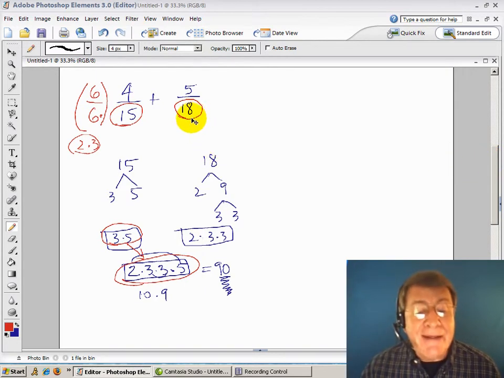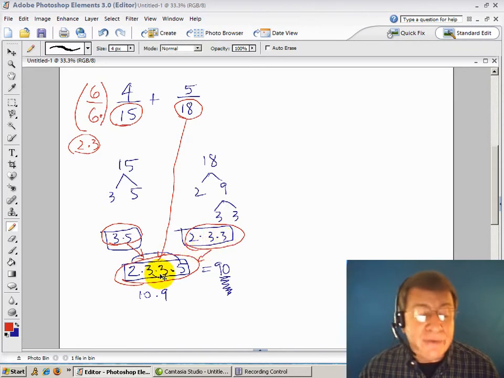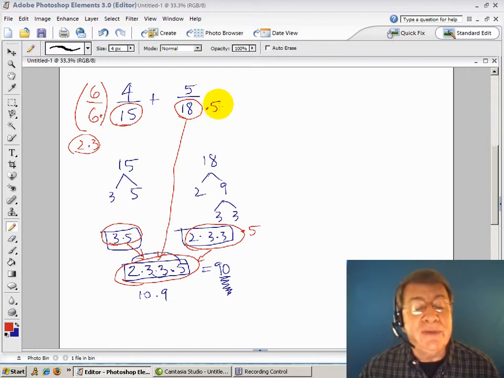I'd like to make 18 look like 90 as well, but these are the pieces that make up 18, and these are the pieces that make up 90. I start with a 2, I end with a 2. I don't need any more. I start with 2 threes, I end with 2 threes. I don't need any more. I start with no 5's, I end with 1 five. Can you see that this is missing a 5? If I had a 5 stuck in here, it would look just like what I want it to look like. So that's what that number 18 is missing up above. If I multiply it by 5, I will have that desired 90.